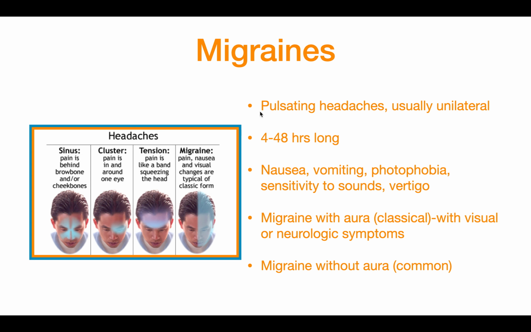Okay, so migraines are usually unilateral. The ones that last more than 24, 48 hours. Nausea, vomiting, photophobia, phonophobia, and vertigo are the classical symptoms. Migraine with aura is also known as the classical migraine. There's visual or neurologic symptoms. Migraine without aura is just called a common migraine.